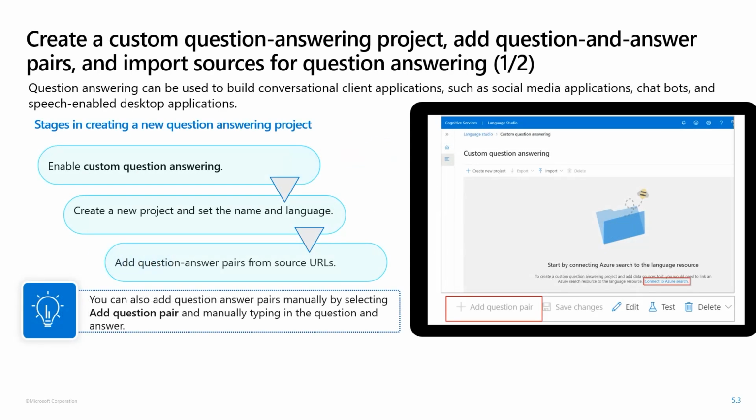How do you create a custom question answer project? Starting with setting up a new project and then choosing the appropriate language. Know this. It's useful to know how to pull in question and answer pairs from source URLs, which help automate the process. You can also manually add question and answer pairs if needed.